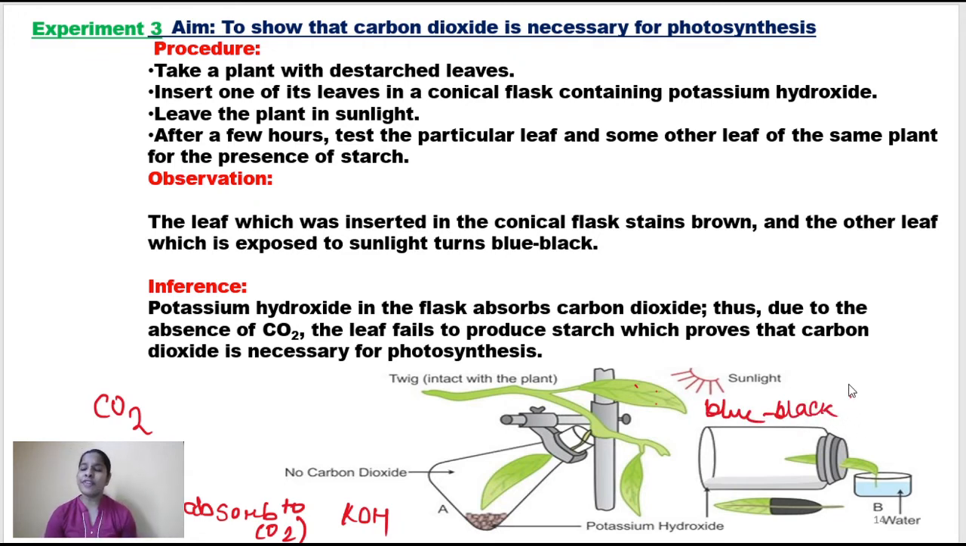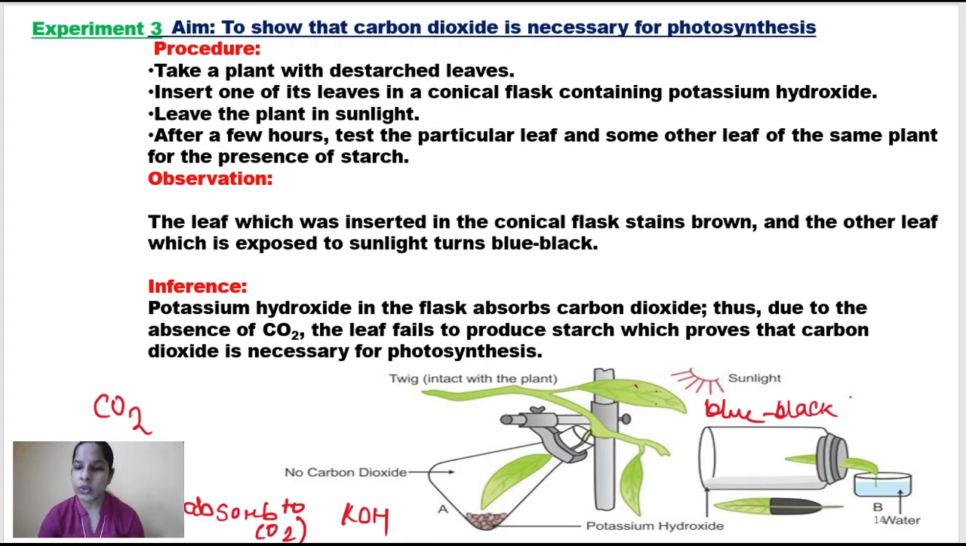So till now we have discussed three experiments. Number one was to show that chlorophyll is essential for photosynthesis. Second experiment was to show that sunlight is necessary. And third experiment was to show carbon dioxide is necessary for photosynthesis. Till now we have discussed what is all necessary, what are the main elements we need for the process of photosynthesis to take place.